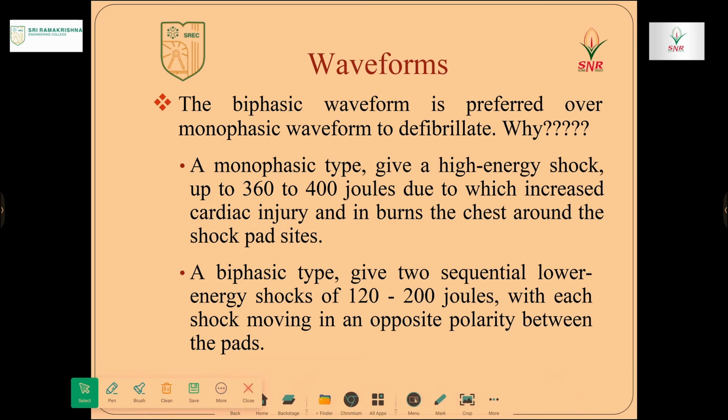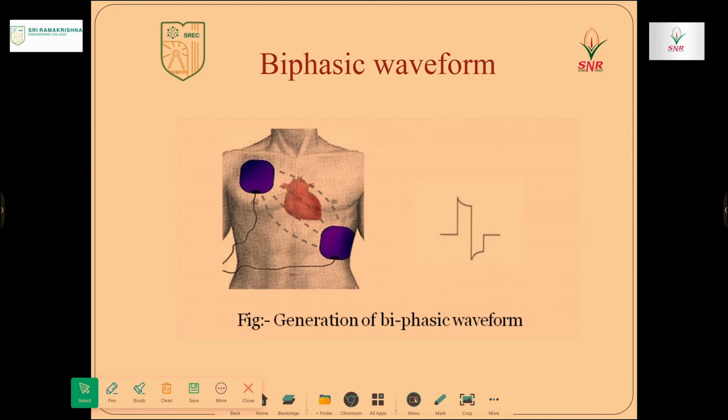Usually the biphasic waveform is preferred compared to the monophasic waveform to defibrillate. Because with a monophasic type, a high energy shock should be delivered, up to 360 to 400 joules, due to which there is increased cardiac injury and it causes burns in the chest around the shock pad sites. With a biphasic waveform we can give two sequential low energy shocks of 120 to 200 joules, with each shock moving in opposite polarity between the pads. That's why the biphasic waveform is preferred.